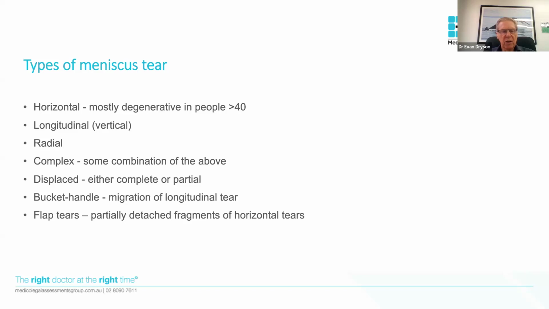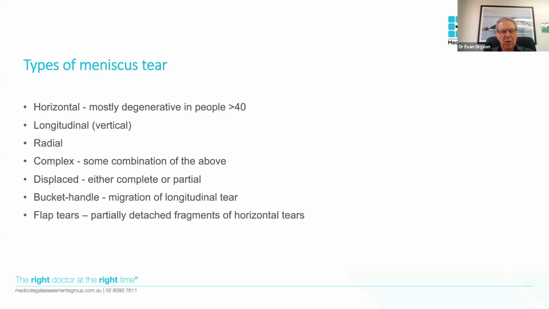The longitudinal tear is one that goes up and down in a vertical aspect between the femur and the tibia. The third major tear is a radial tear, which starts from the outside of the meniscus and radiates in towards the center of the meniscus. So those are the three main tears involving the three major planes of the knee. A complex tear involves a mixture of two or more of these horizontal, longitudinal, or radial tears.